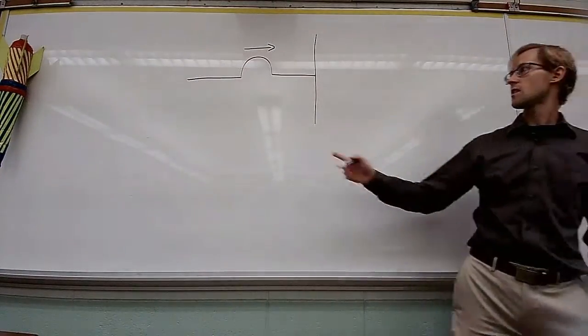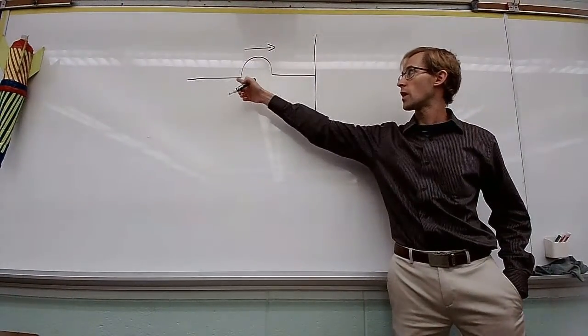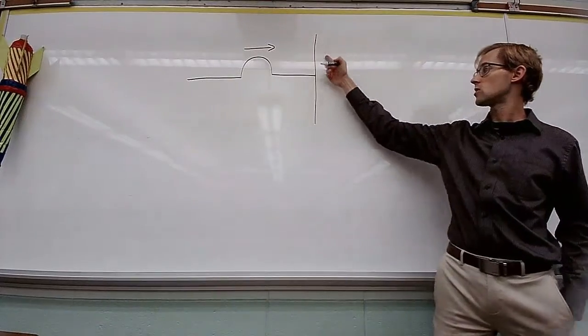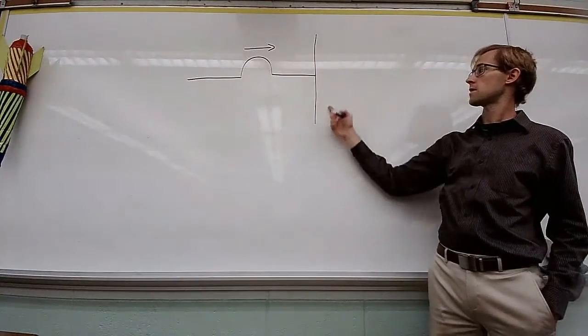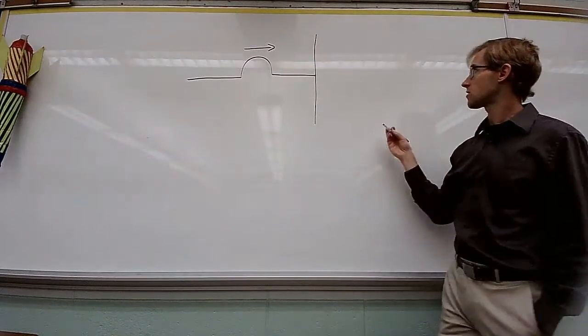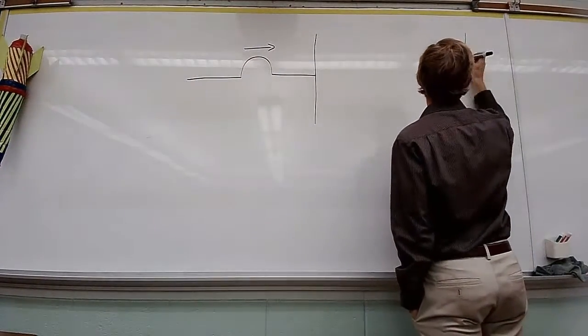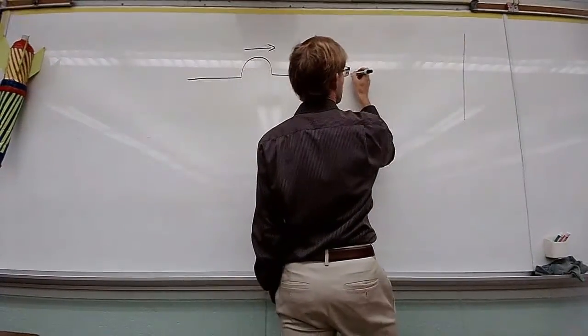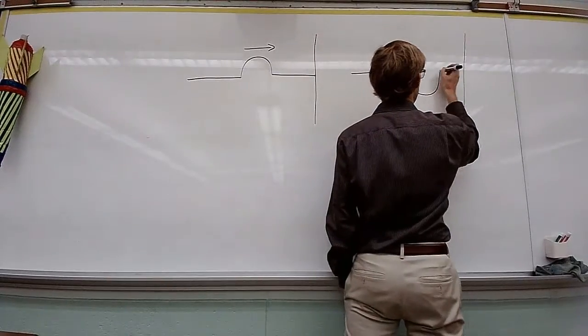So this is the scenario that we began with. We have a wave and it's moving to the right. You can see it is going to encounter a fixed end. The end of this slinky is not free to move at all. And so what ended up happening when we did that is the wave came back on the opposite side.